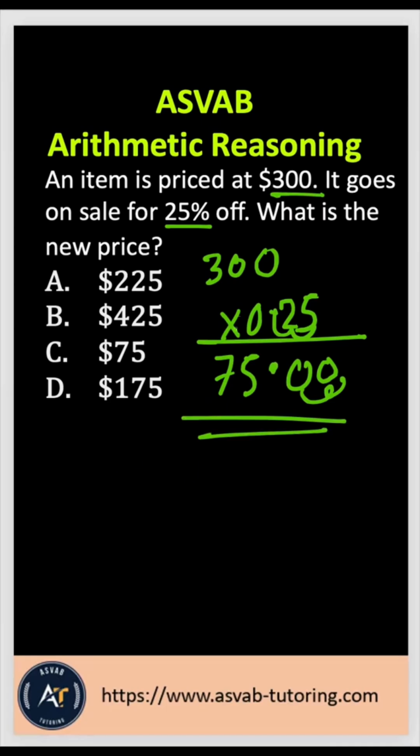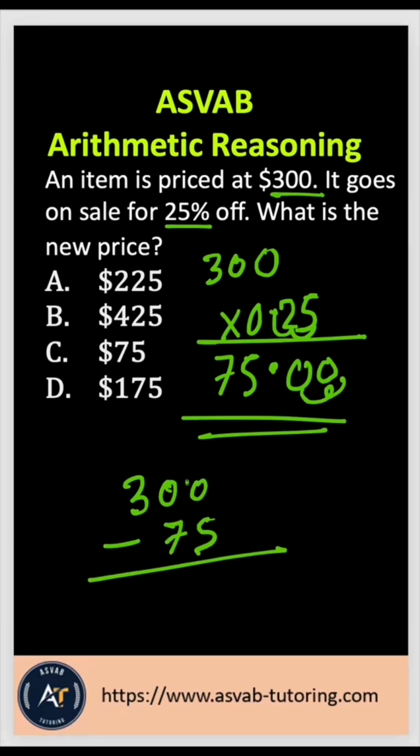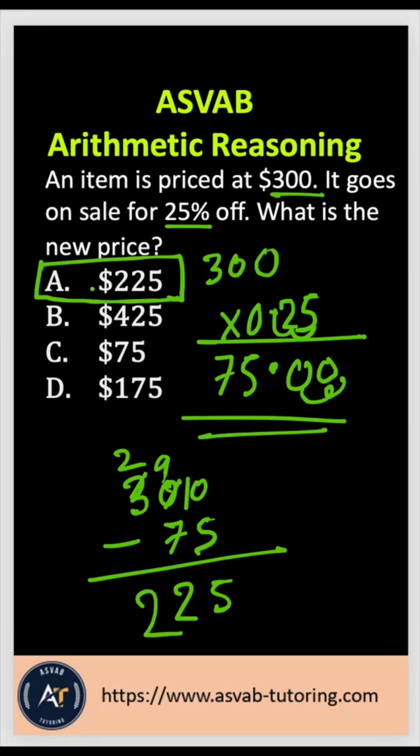So now you have to subtract this $75 from $300. So let's do that. So 300 minus 75. So 5 to that becomes 10, that becomes 9, that becomes 2. So 10 minus 5 is 5, 9 minus 7 is 2. This is 2. So that is $225. So with that, the correct answer is option A.